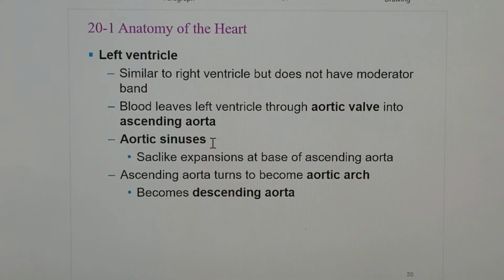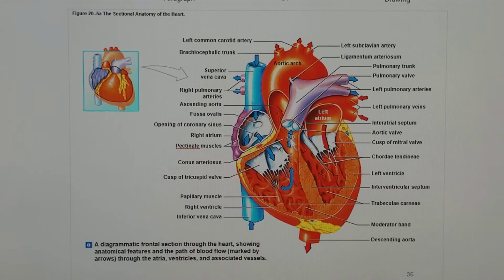Aortic sinuses are sac-like expansions at the base of the ascending aorta. The ascending aorta turns to become the aortic arch, which becomes the descending aorta. Ascending, arch, descending. Ascending aorta, arch, descending aorta. Back behind it.